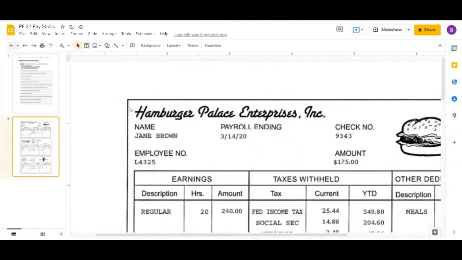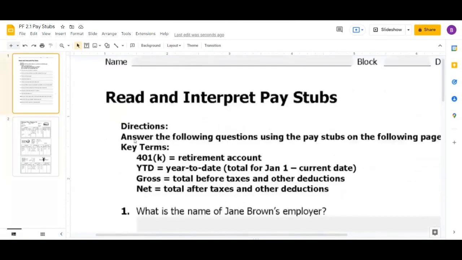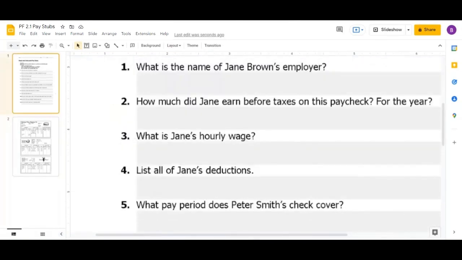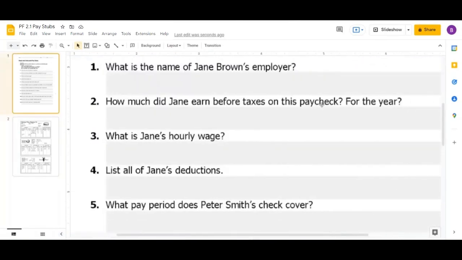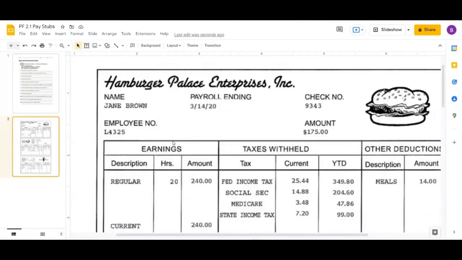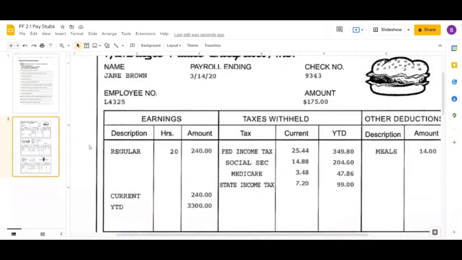If I come over here, Jane Brown. So the employer is, who does she work for, right? In this case, Jane Brown works for Hamburger Palace Enterprises Incorporated. Okay, pretty easy. Number 2, how much did Jane earn before taxes on this paycheck and before taxes for the year? So before taxes on this paycheck, okay, is right here. That is her earnings. So $240 on this paycheck before anything came out. All right, for the year is your YTD, your year to date.